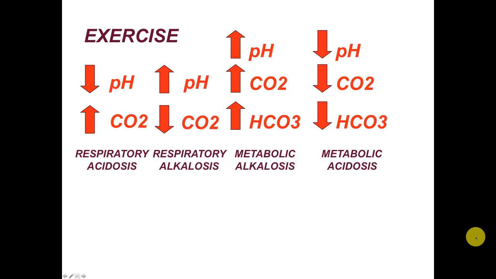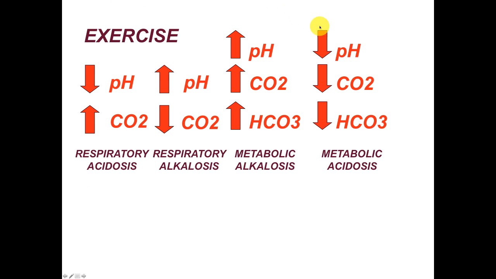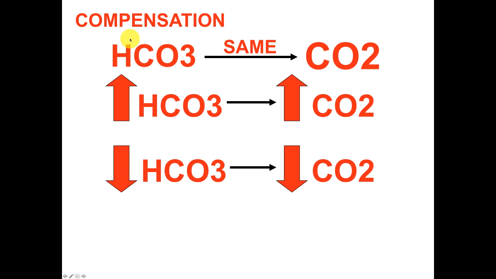In the previous slide, we learned about how to interpret the pH, the CO2, and the bicarbonate. This time we're going to learn more about the concept of compensation. Now that you know that this is the scenario, how do you know if compensation is going on? In order to know if compensation is going on, you have to look at the bicarbonate and the carbon dioxide.